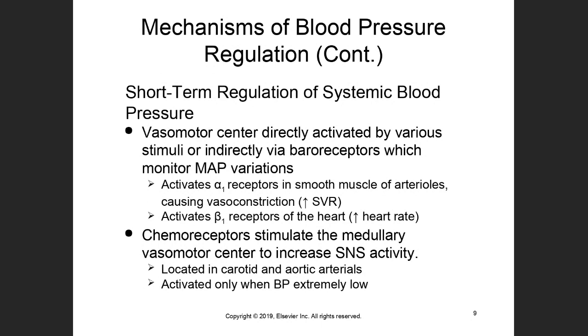That's why there is medication that targets those receptors for the treatment of blood pressure. Okay, the alpha and the beta receptor. Beta receptors are more in the heart. That's why maybe you hear about the beta blocker. Beta blocker is a medication that blocks this receptor. Chemoreceptors stimulate the medullary vasomotor center that increases CNS. CNS is sympathetic nervous system.